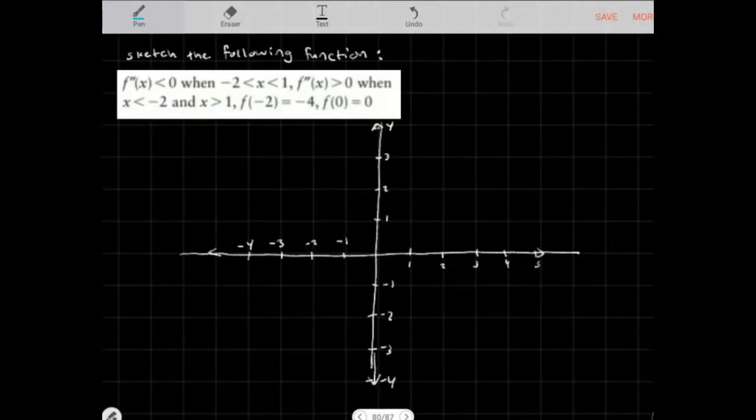Alright, let's sketch the following function. f double prime of x is less than 0 when x is greater than negative 2 and less than 1. f double prime of x is greater than 0 when x is less than negative 2 and x is greater than 1. And f of negative 2 is negative 4 and f of 0 is equal to 0.